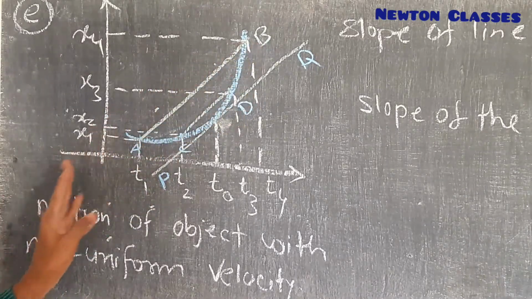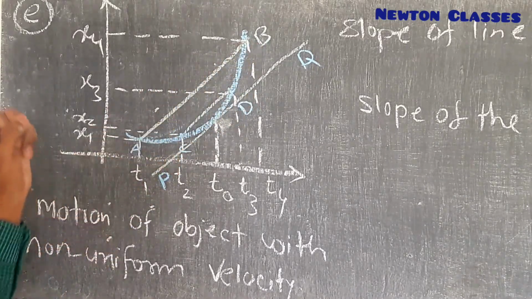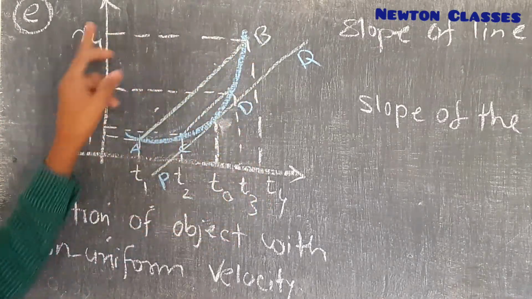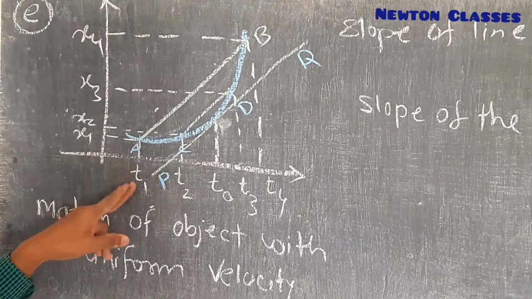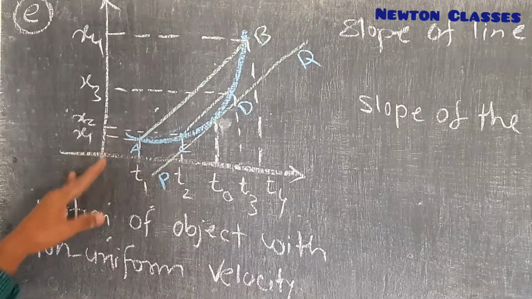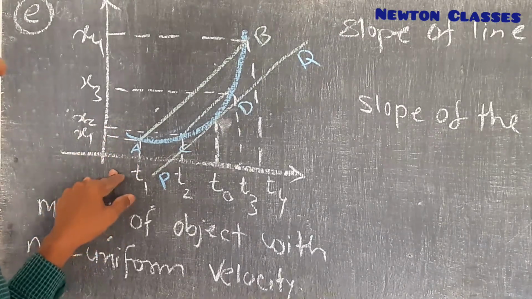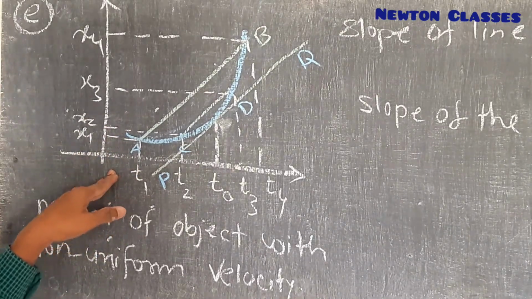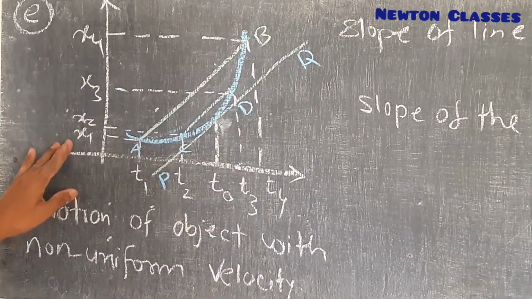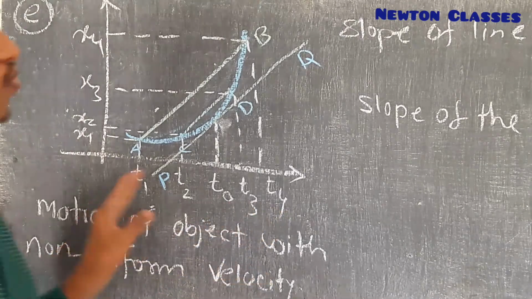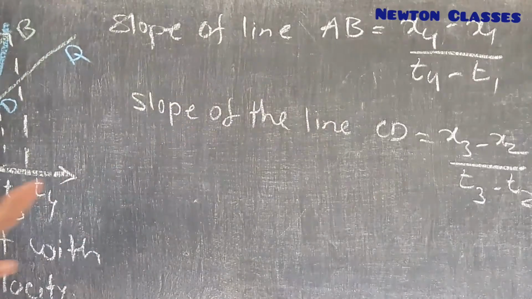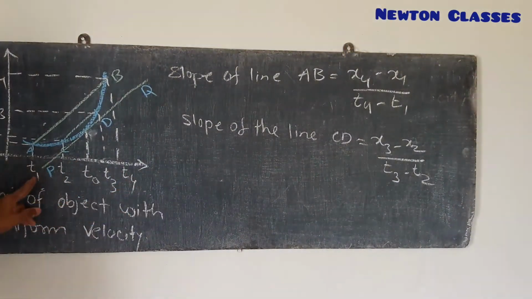Now we calculate the slope of this line, whose coordinates are: point B having coordinates (t4, x4) and point A having coordinates (t1, x1). We know if coordinates are known then we can find the slope of that line, that is y2 minus y1 upon x2 minus x1. Therefore the slope of this line is x4 minus x1 upon t4 minus t1. So this slope of the line gives the average velocity of the object during the time interval t4 to t1.